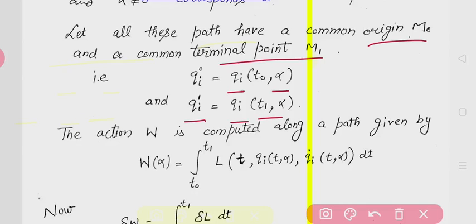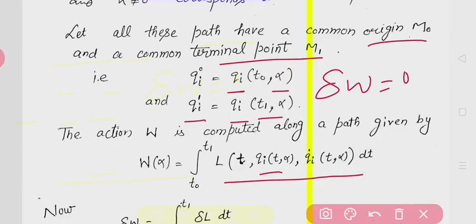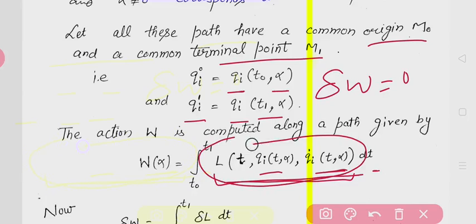Now you have to show that delta of w is equal to 0. So w is given by the integral from t0 to t1 of L dt, but what is L? L is a function of t, qi and qi dot. But qi is again a function of t and alpha, so I write down the same thing. When you take the integral of this with respect to t within the limit t0 to t1, it becomes a function of alpha. So I denote this as w as a function of alpha.